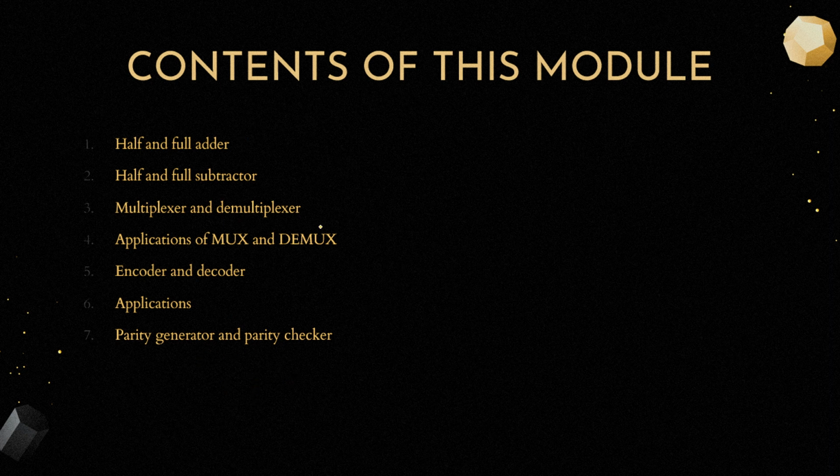For each of these combinational circuits, we'll talk about the truth table, how we represent each of them using logic gates, and how they are actually useful to us and how they help us in making simpler circuits. So with that said, the first topic that we're talking about is half and full adder. In half adder, we just add two numbers.